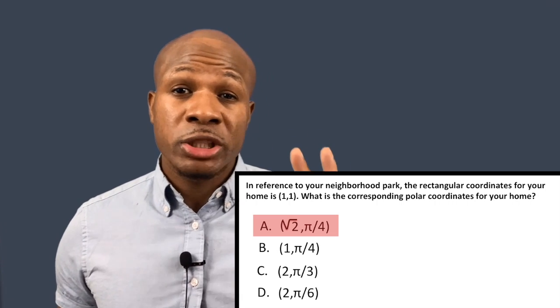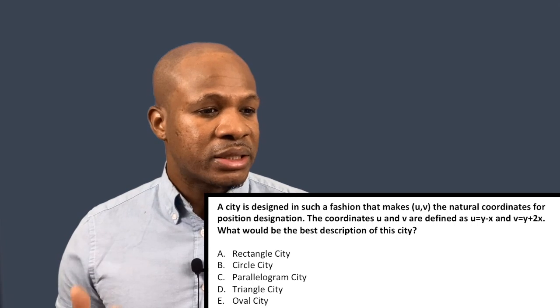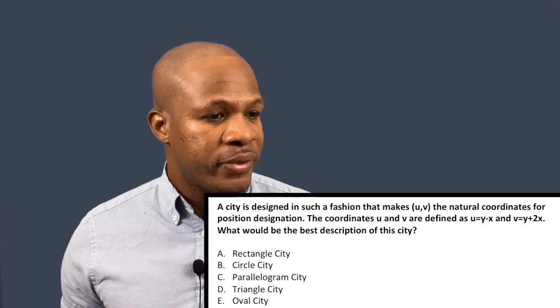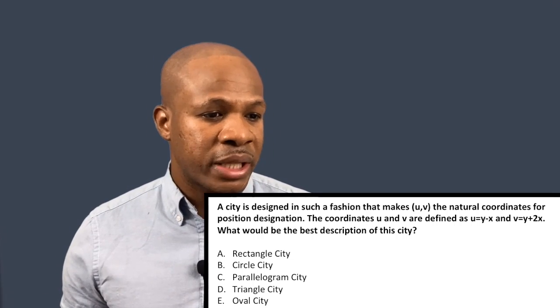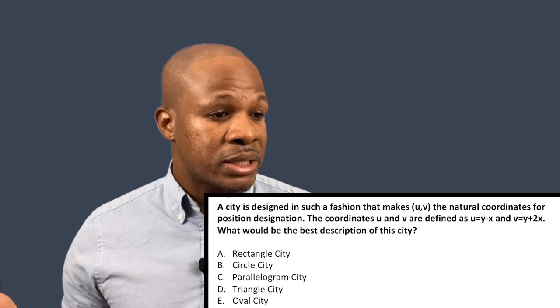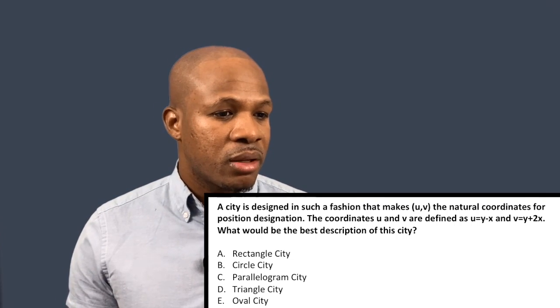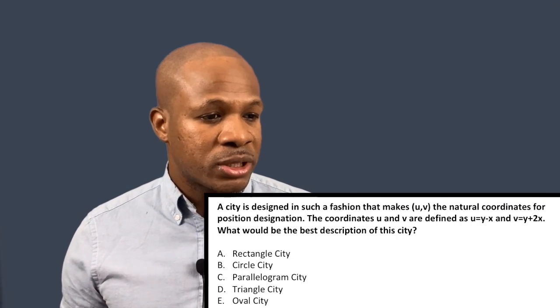All right, let's go on to question 3. A city is designed in such a fashion that makes UV the natural coordinates for position designation. The coordinates U and V are defined as U equals Y minus X and V equals Y plus 2X. What would be the best description of this city?